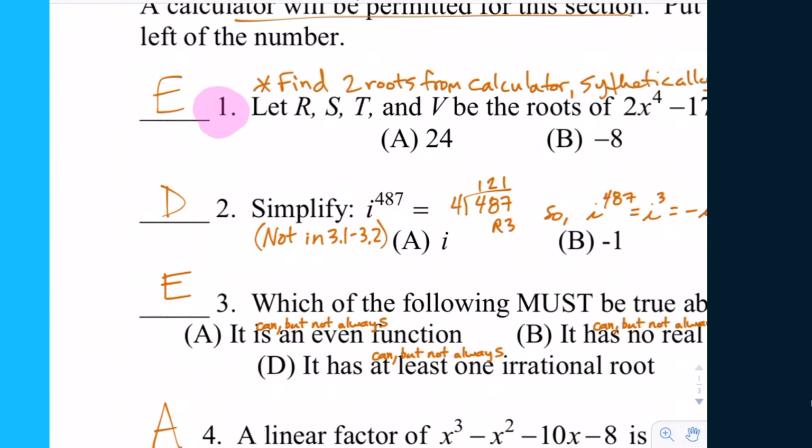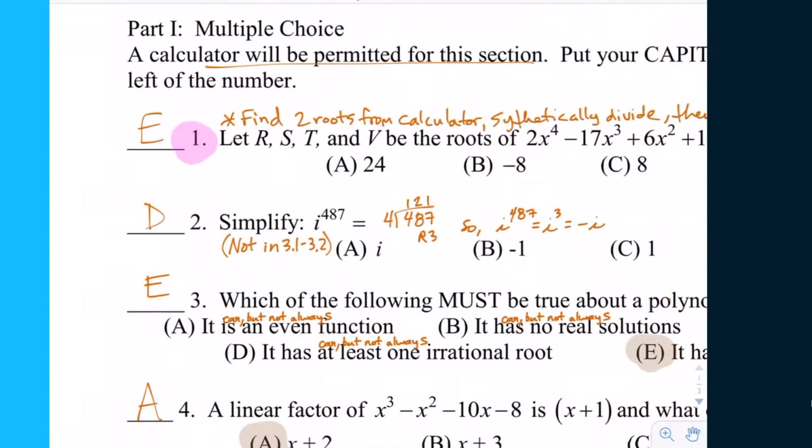Number 2, you're not going to have. Okay, number 2 is powers of imaginaries. So this one, let's do this. We'll go with red. This one is not going to be on the test.